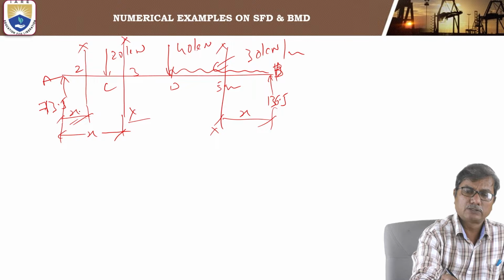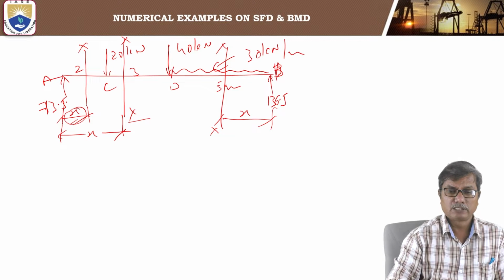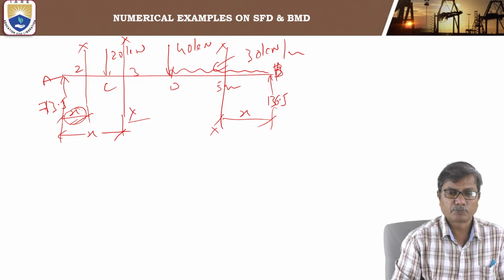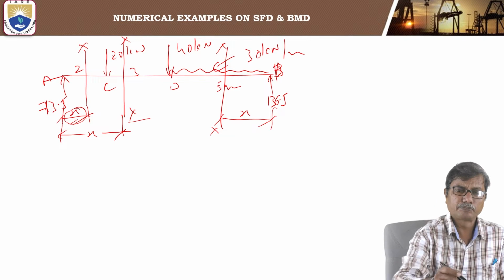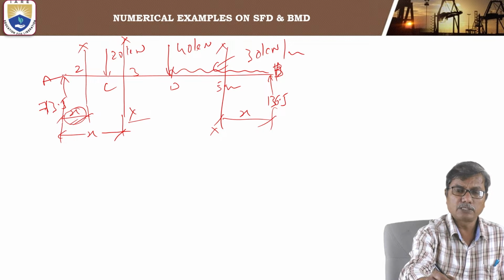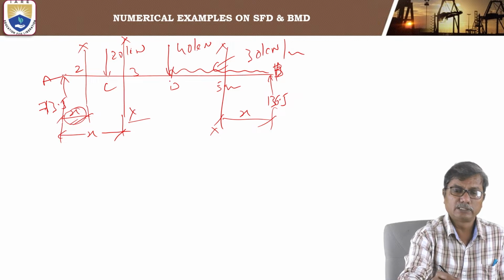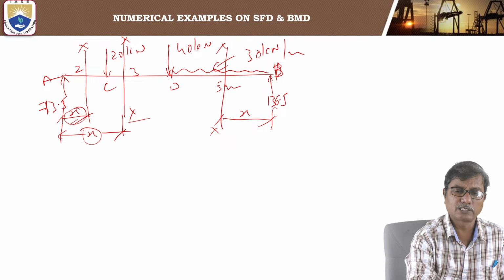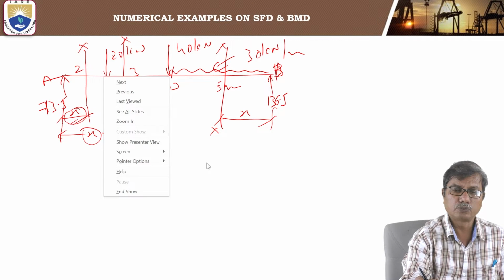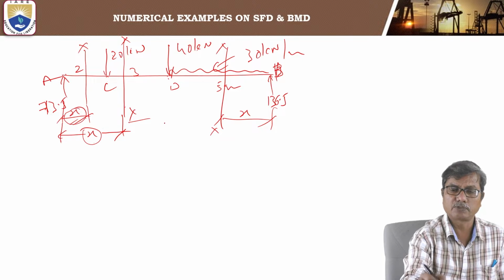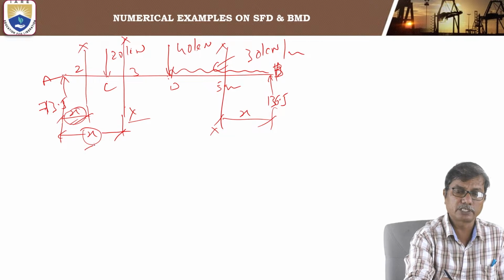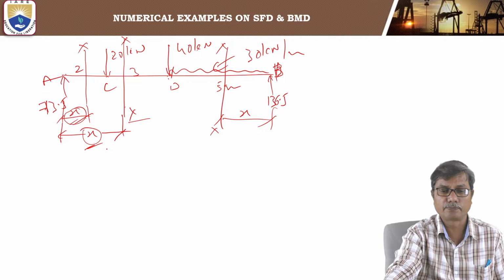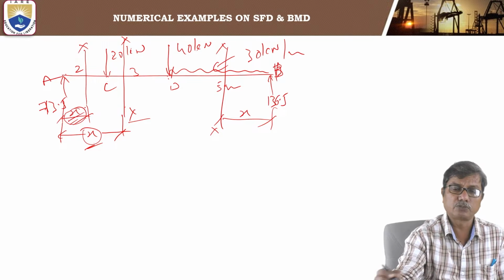So here for section between AC, this x varies from 0 to 2, that is from A to C, 2 meters. Similarly, for the section between CD, this x varies from 2 to 5, that is from C to D. X origin we are taking at A, that means when the section is at C, x is 2. When the section is at D, x is 5. Okay, so the limits for this x are 2 to 5. The limits for this x are 0 to 2.